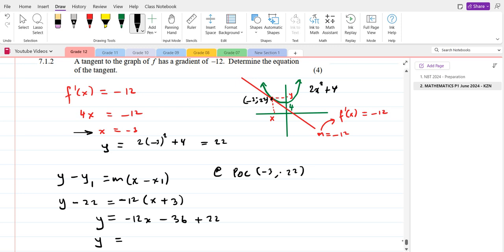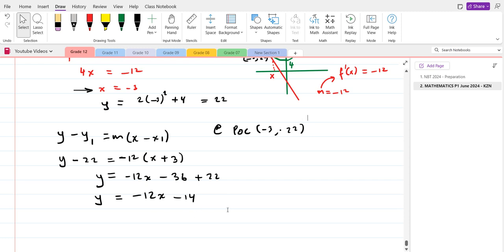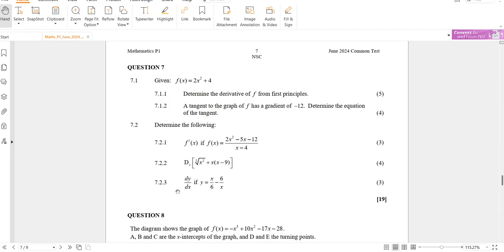So what's the equation of the tangent? Negative 12x minus 14. Well, this line here should be a little bit more slanted. Obviously the diagram is not drawn to scale. A little bit more like this. It's very steep, something like that. So y equals negative 12x minus 14. Alright, so this is the equation of the tangent line. I hope you guys understand. Yeah, this is also basically my first time doing the paper.